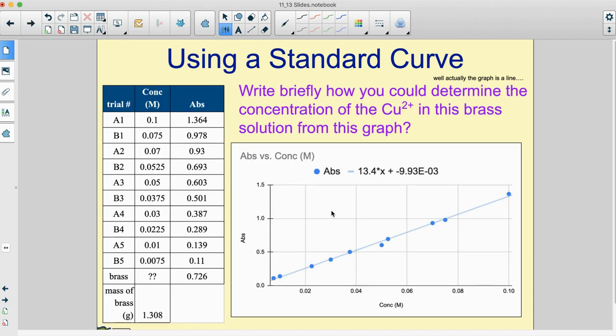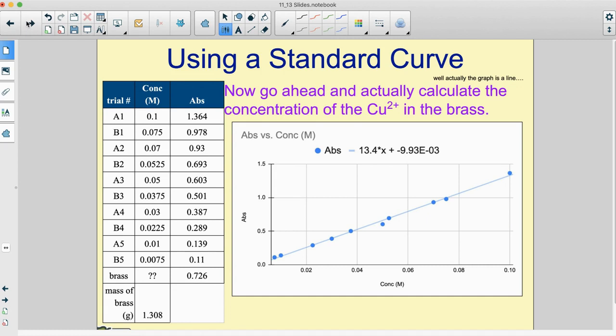All right, so you can do the same thing for this other example. This is an example of copper in different standard curve solutions here, known concentrations and absorbance here. And we can take this unknown brass solution that contains an unknown amount of copper, and read the absorbance from our spectrophotometer, then use the equation, plug 0.726 in for the absorbance, and solve for x.